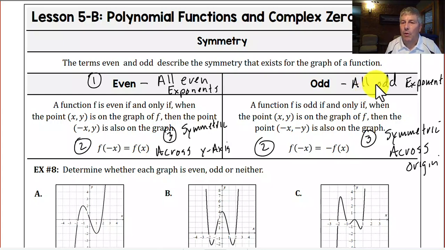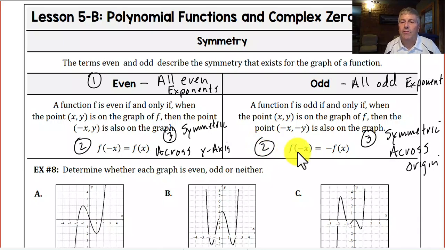while an odd function is a function that has all odd exponents. And there can be no constant in an odd function. So we can only add 0. We can't add any other number, a 3, a 5, a 15, a 20. Can't happen. So all our terms are going to have odd exponents or odd degree.